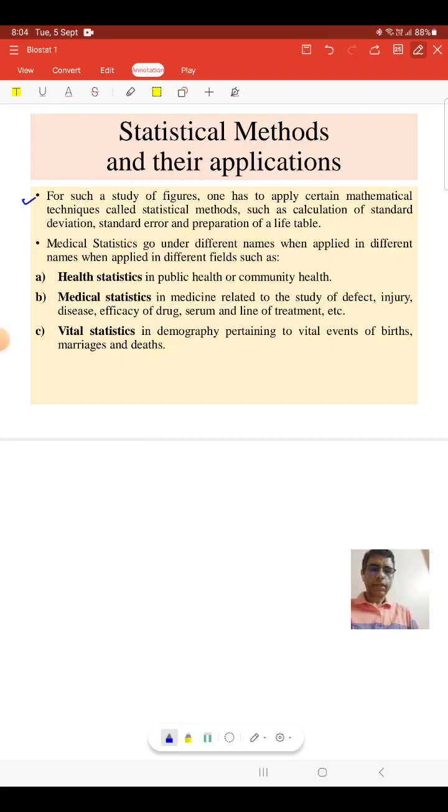Medical statistics go under different names when applied in different fields, such as health statistics in public health or community health. When biostatistics is applied there, it may be called health statistics. Medical statistics in medicine relate to the study of defect, injury, disease, efficacy of drug, serum and line of treatment, etc. Vital statistics in demography pertain to vital events such as birth, marriages and deaths. The vital statistics here means related to the community.